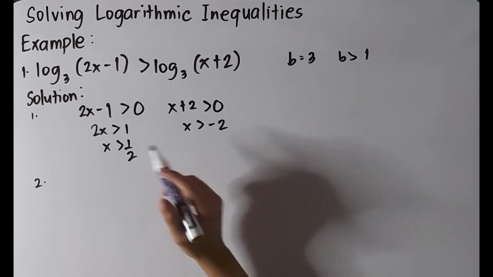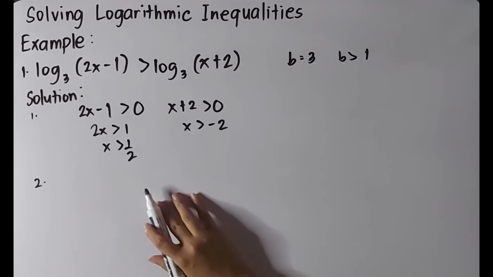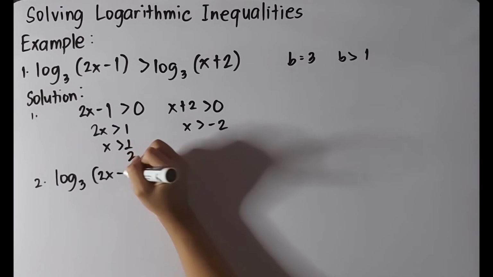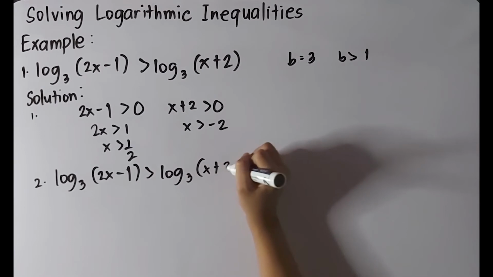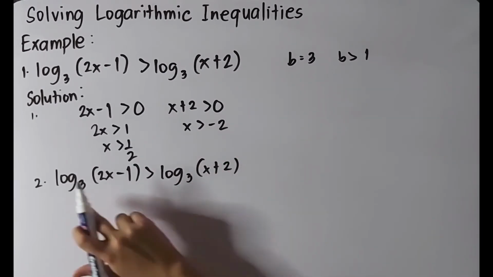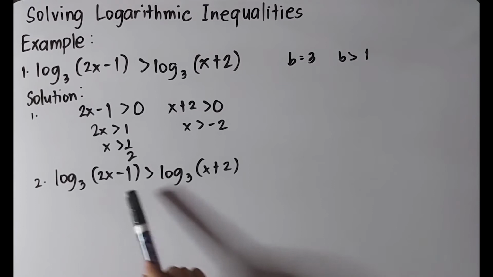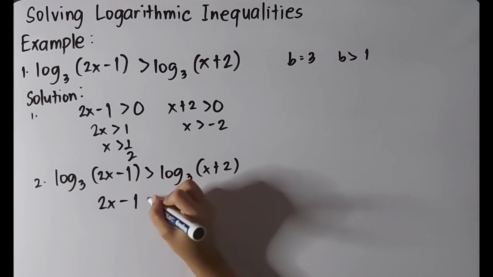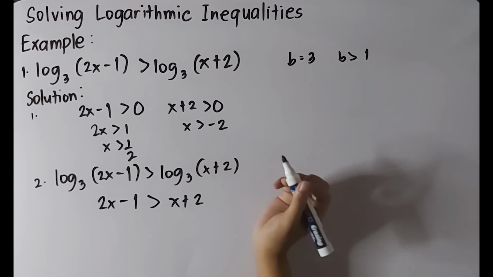Now, our second step: let's find the solution set of this logarithmic inequality. We have log base 3 of 2x minus 1 greater than log base 3 of x plus 2. Since we have the same bases, we can now get the arguments. So we have 2x minus 1 greater than x plus 2. Let's combine similar terms.